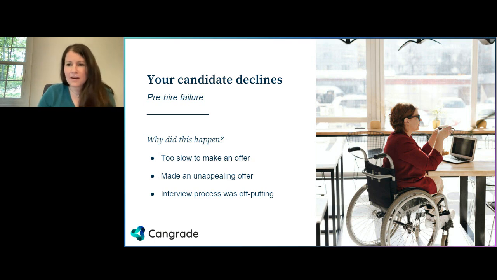Could have been too slow to make an offer. You could have had too many points within the hiring process, too many hoops that people needed to jump through in order to actually get to the interview. Or it could have been an unappealing offer. You could have lowballed them, when really you would have been willing to offer them a lot more. Or the interview process itself was off-putting.